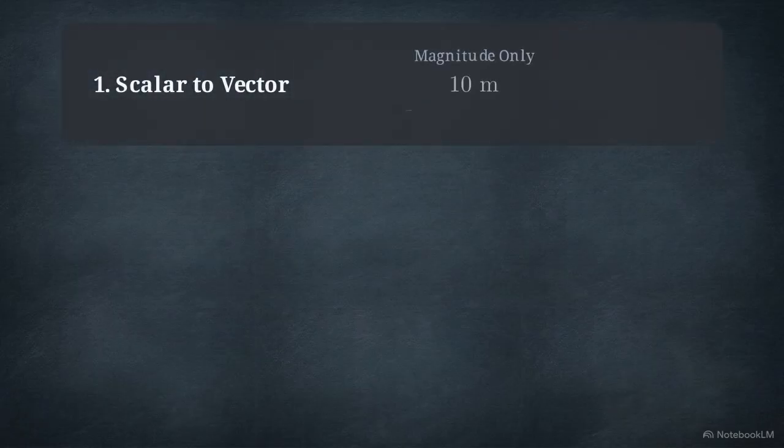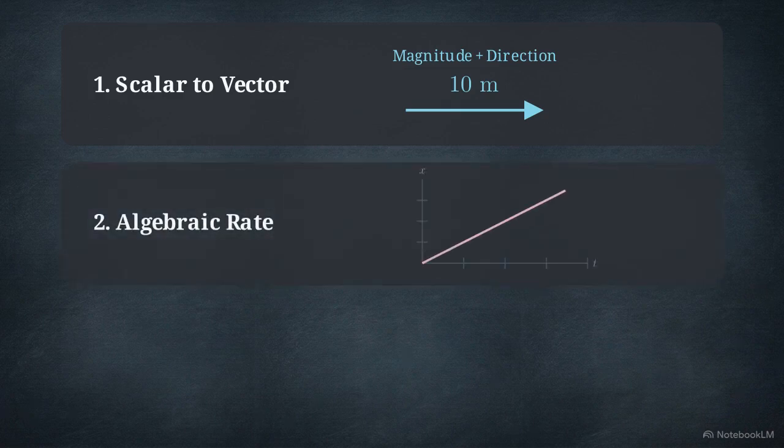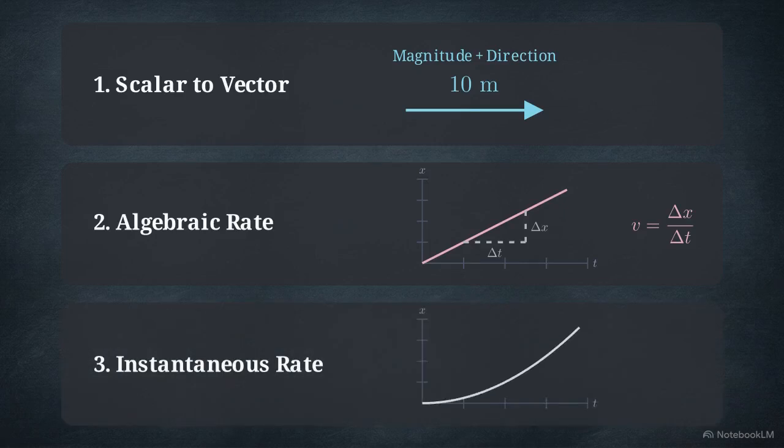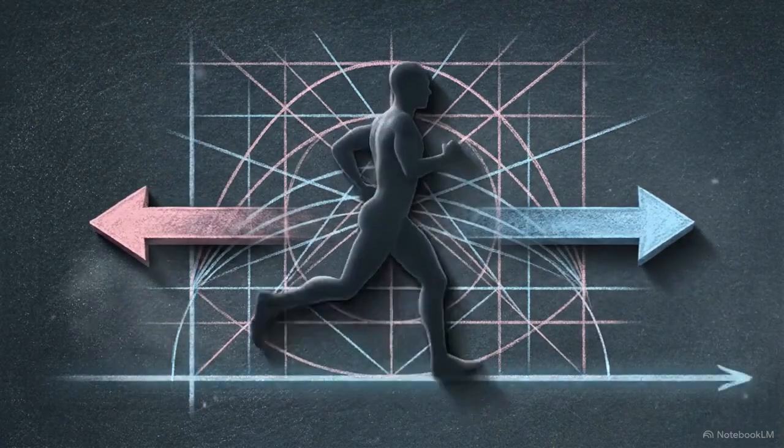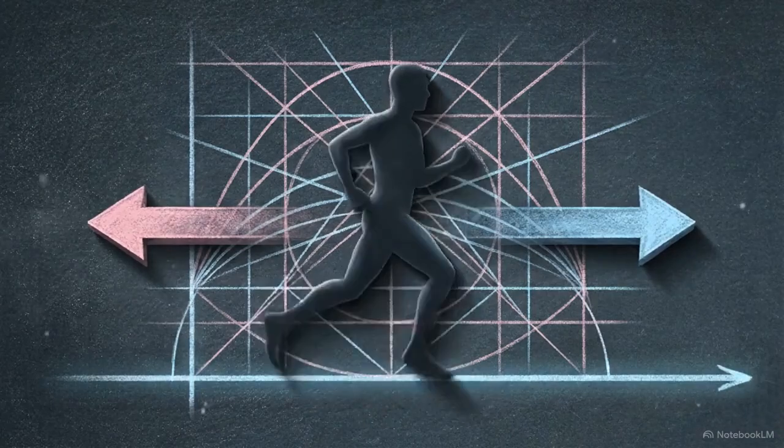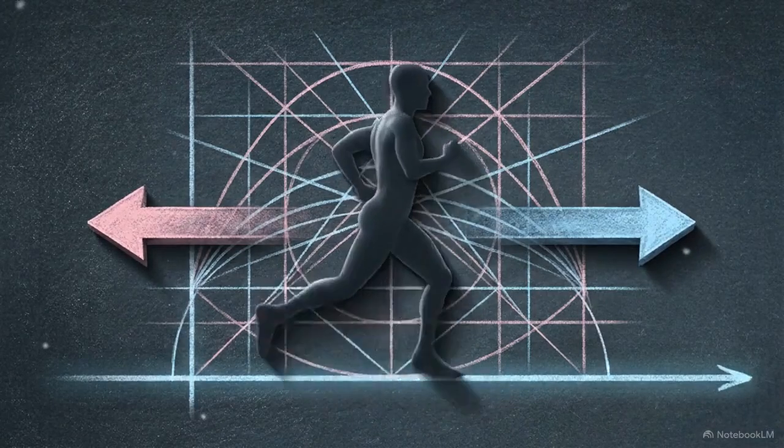To get there, we have to separate simple scalar measurements from precise vectors. Then, we will map constant rates of change algebraically. And finally, we will use the limits of differential calculus to solve for motion in a single frozen instant. True kinematics does not care about the human experience of traveling from point A to point B. It requires mapping absolute mathematical state changes.